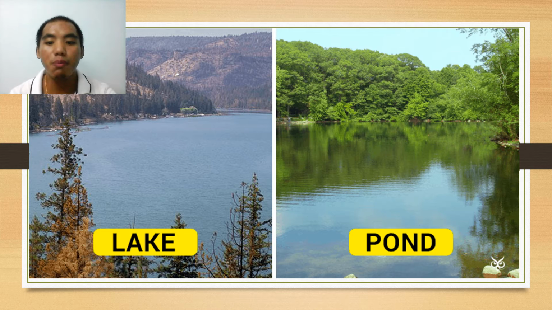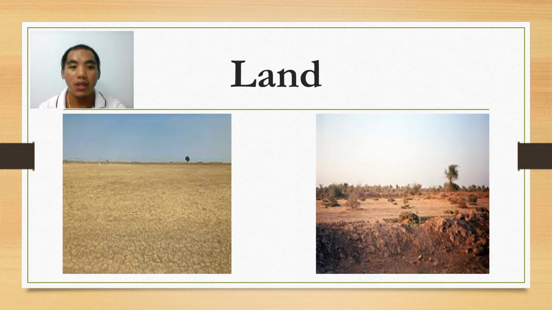If you compare a pond and a lake, a pond is smaller than a lake. A lake is much larger or bigger than a pond. So again, pond is smaller while lake is bigger. You can compare in the picture in this slide: we have lake and then pond. Now let's have land. This is what we call land.